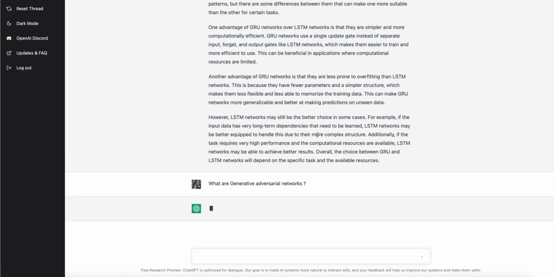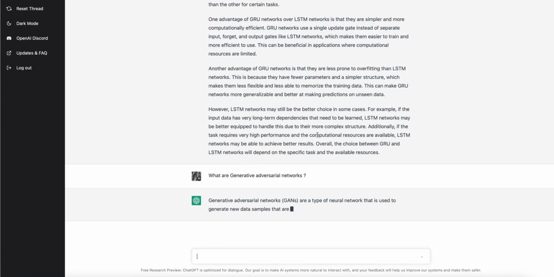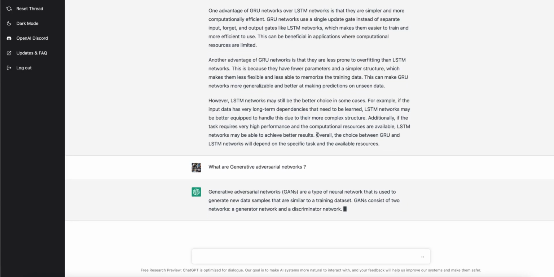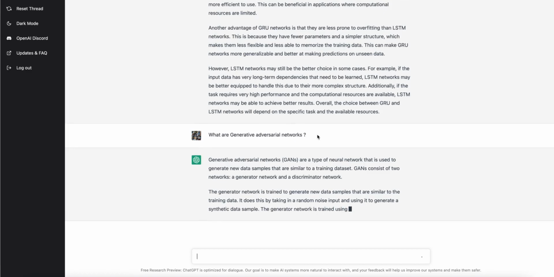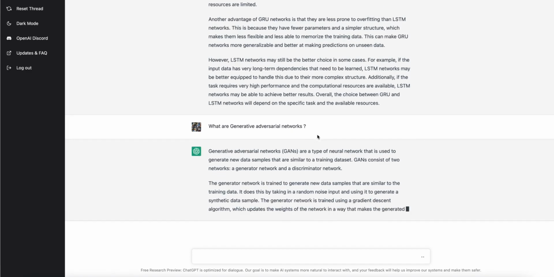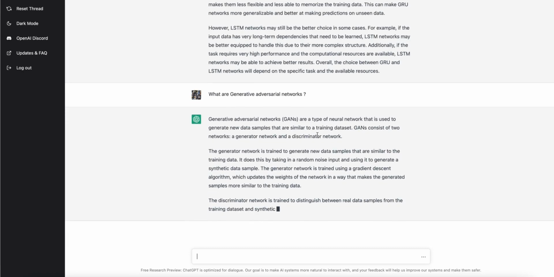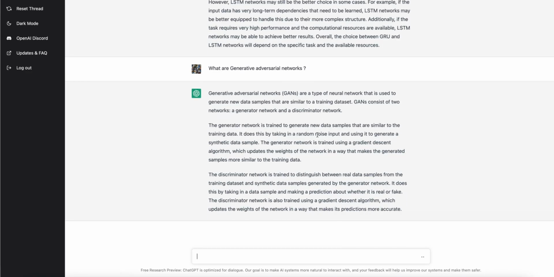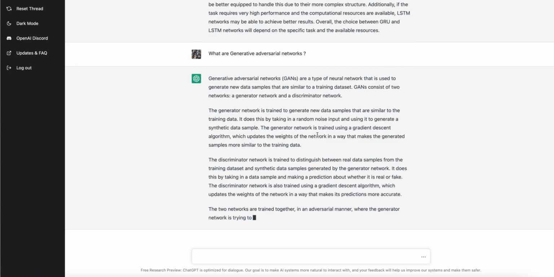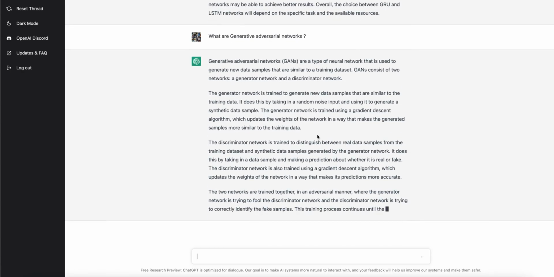Last type of network are the generative adversarial networks. Generative adversarial networks, GANs, are a type of neural network that is used to generate new data samples that are similar to a training dataset. GANs consist of two networks, a generator network and a discriminator network. The generator network is trained to generate new data samples that are similar to the training data. It does this by taking in a random noise input, using it to generate a synthetic data sample. The discriminator network is trained to distinguish between real data samples from the training dataset and synthetic data samples generated by the generator network.